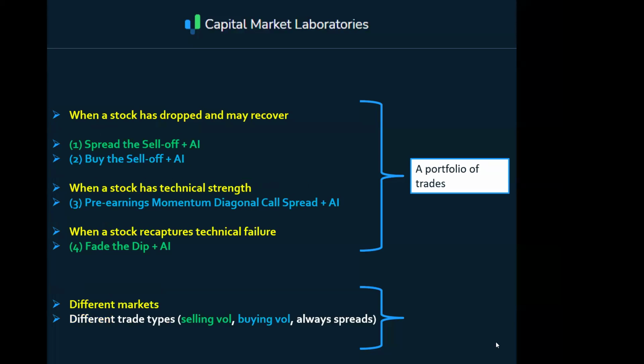But it wasn't just different markets, right? I said it also had to be different types of trades, selling volatility and buying volatility. The green ones are selling volatility. The blue ones are buying volatility. Another way to say that is the green ones receive a credit. The blue ones have a debit.